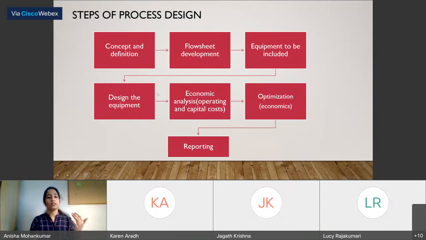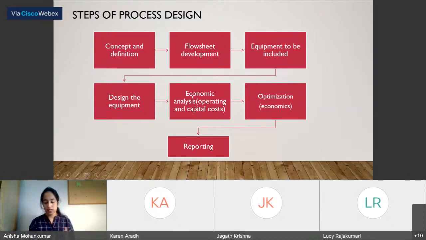And the next step is designing the equipment: how the control valves are to be placed, where the inlet and where the outlet is going, and whether there is any other connection for steam, water, and all that, which is to be designed in the equipment.